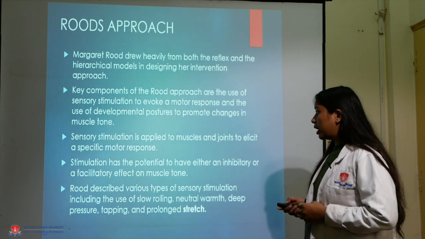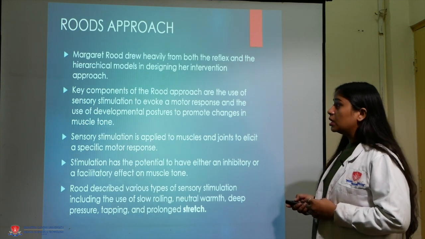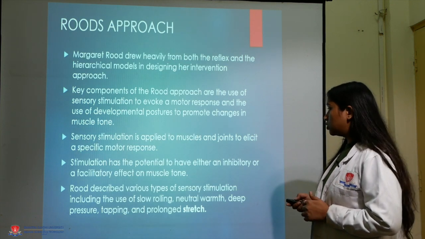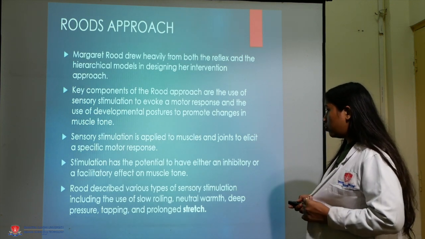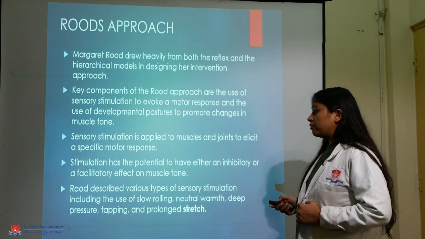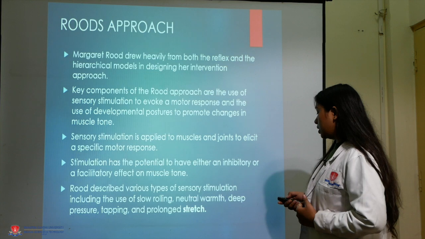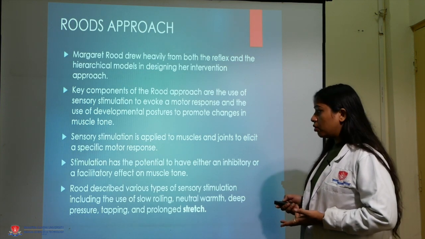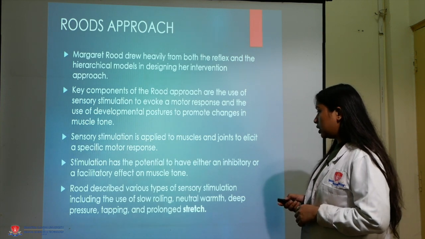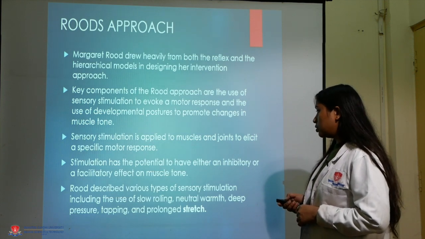Sensory stimulation is applied to muscles and joints to elicit a specific motor response. In the Rood approach, we apply sensory stimuli to the muscles and joints. Stimulation has the potential to have either an inhibitory or a facilitatory effect on muscle tone. So if stimulation is provided to the muscles or joints, it either inhibits or facilitates the muscle tone. Rood described various types of sensory stimulation. It includes the use of slow rolling, neutral warmth, deep pressure, tapping, and prolonged stretch.